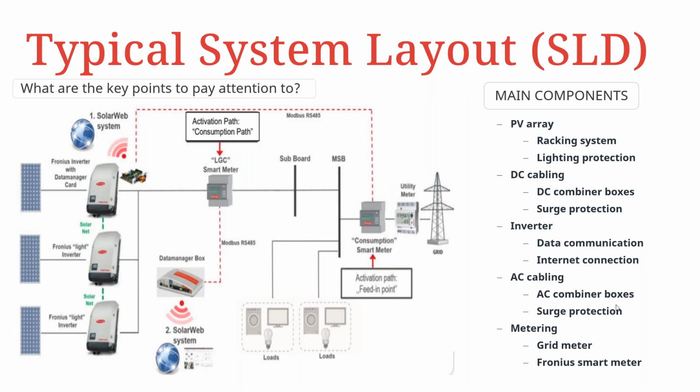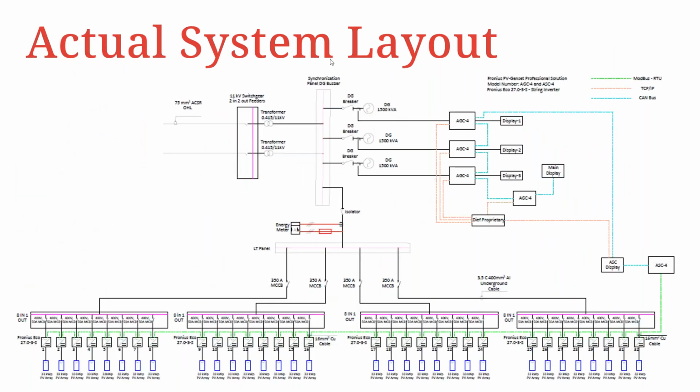This is AC combiner boxes if necessary, also surge protection, and then obviously on your metering side, you'll have your main grid meter, and then followed by a Fronius smart meter. This is what an actual system layout would typically look like. Here you can see your Fronius inverters, followed by their separate PV arrays that are then connected to the inverters, and then followed by their AC connections into the PVDB, for example.